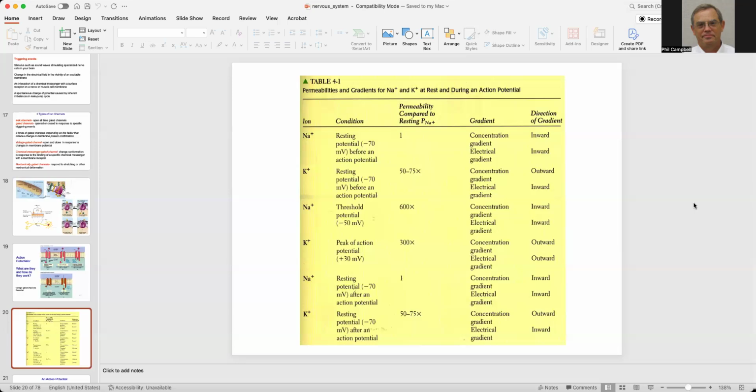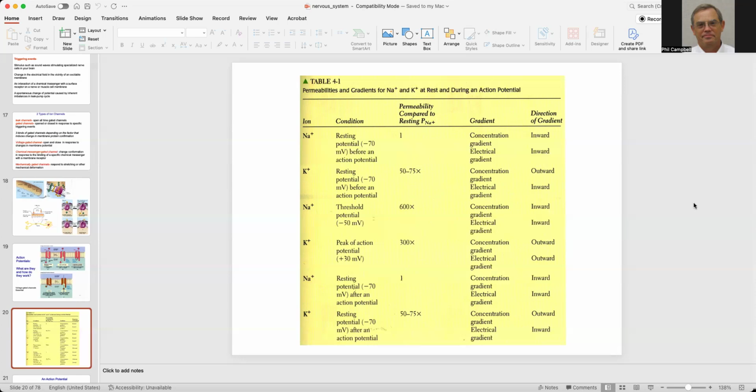Now, at plus 30, not only do the sodium voltage-gated channels close, the potassium voltage-gated channels open. Now, remember, they have more potassium on the inside than out, so it's going to flow out of the cell down its concentration gradient. But remember, you're already losing 50 to 75 times potassium ions for every sodium it gains. But now with the opening of these voltage-gated channels for potassium, there is a 300-fold additional increase, or total increase over sodium.